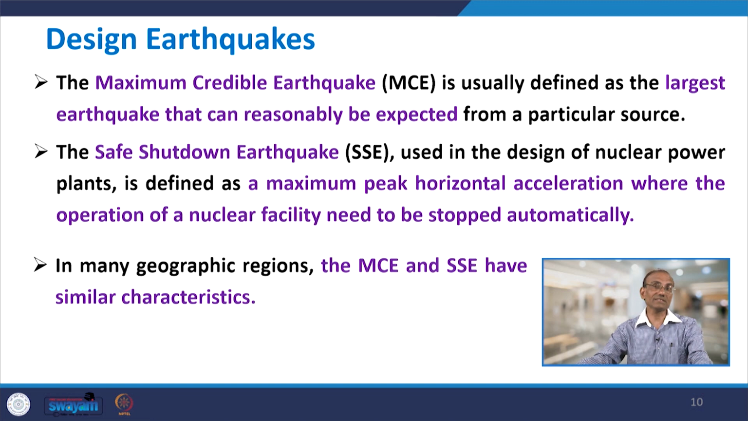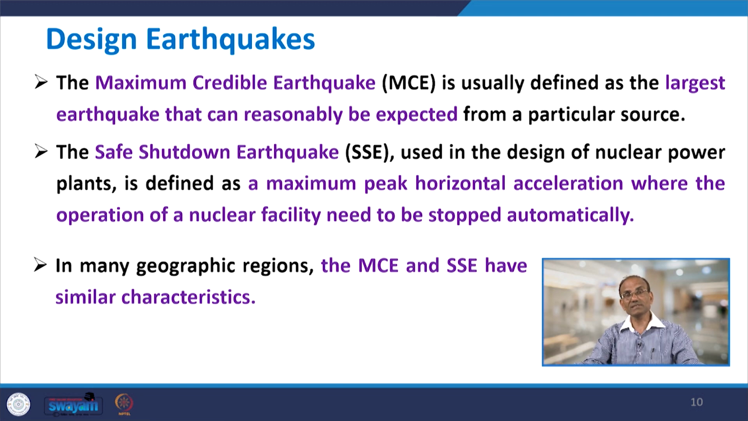Then you have the SSE, self shutdown earthquake, which is mostly used in the design of nuclear power plants. This is the maximum peak horizontal acceleration at which the operation of a nuclear facility needs to be stopped automatically. Normally, whenever this occurs, the nuclear power plant is stopped from operating. In many organizations, the MCE and SSE have similar characteristics.